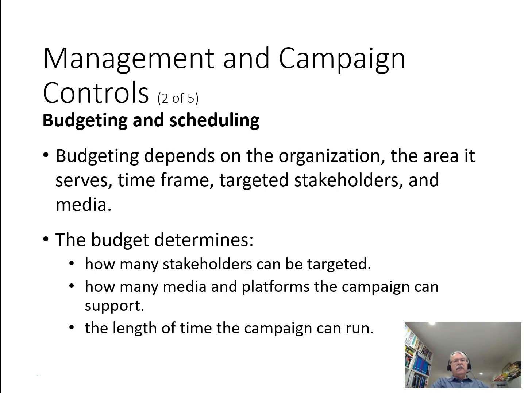So the budget determines how many stakeholders can be targeted, how many media and platforms the campaign can support, and the length of time the campaign can run. It may be that you can only afford to run a campaign for 3 or 4 weeks, or for 3 or 4 months, or for a whole year. So the budget allocation is critical to the overall task of a successful IMC campaign.